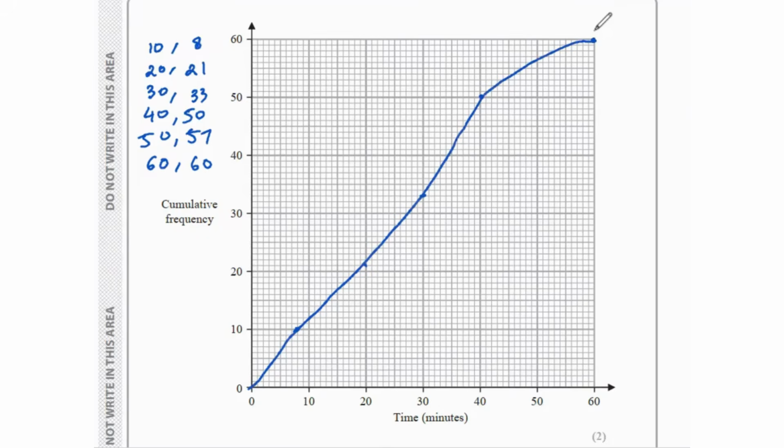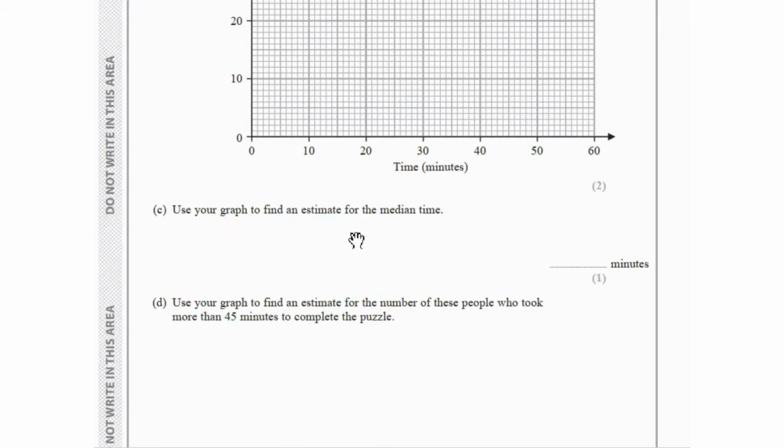This is our cumulative frequency graph. Use your graph to find an estimate for the median time. And then we have to find an estimate for the number of these people who took more than 45 minutes to complete the puzzle.